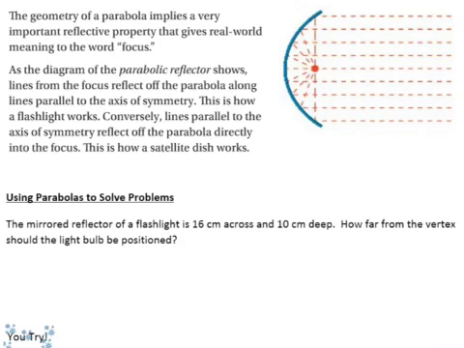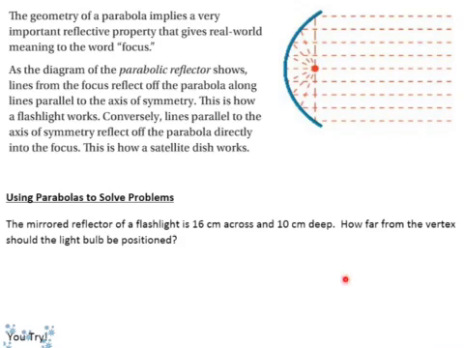Alright, so now we're going to use parabolas to solve problems. Above it says the geometry of a parabola implies a very important reflective property that gives real-world meaning to the word focus. As the diagram of the parabolic reflector shows, lines from the focus reflect off the parabola along lines parallel to the axis of symmetry. This is how a flashlight works. Conversely, lines parallel to the axis of symmetry reflect off the parabola directly into the focus. This is how a satellite dish works.